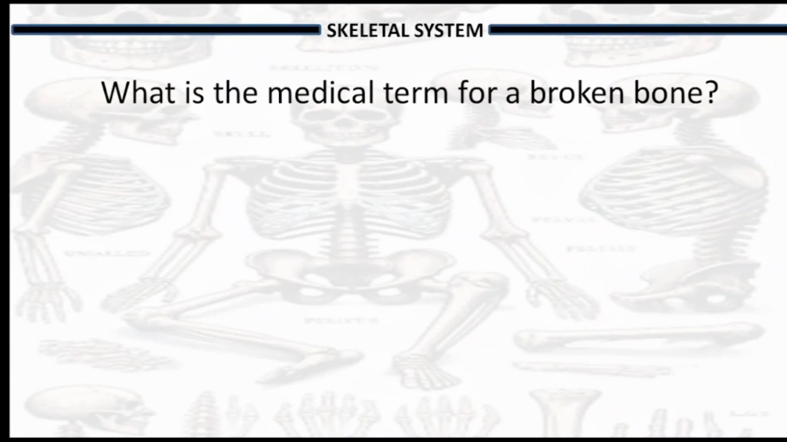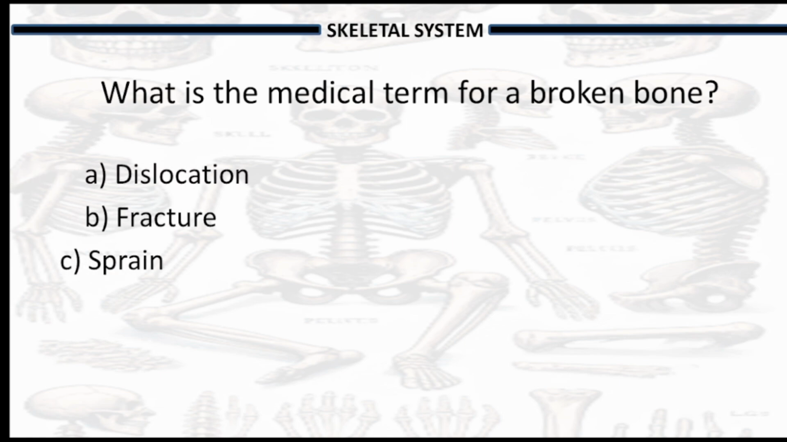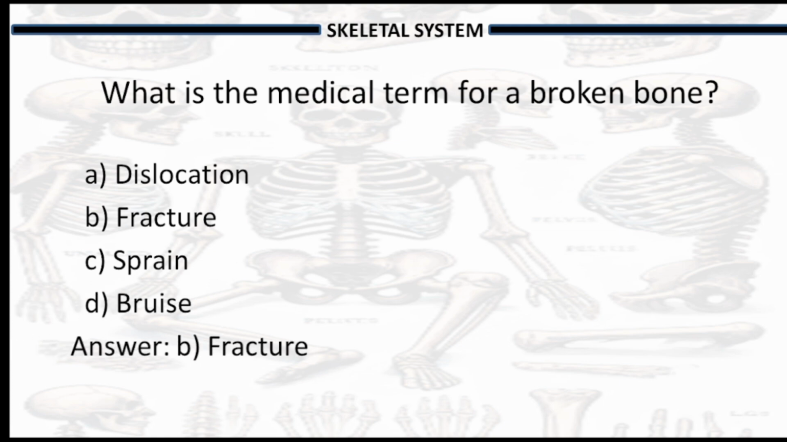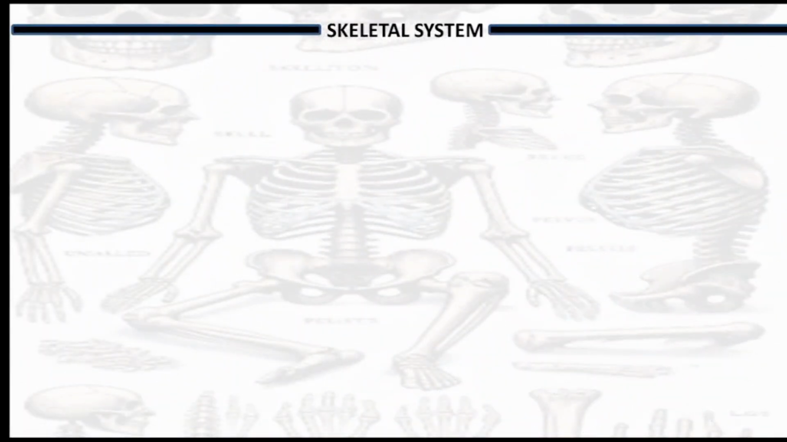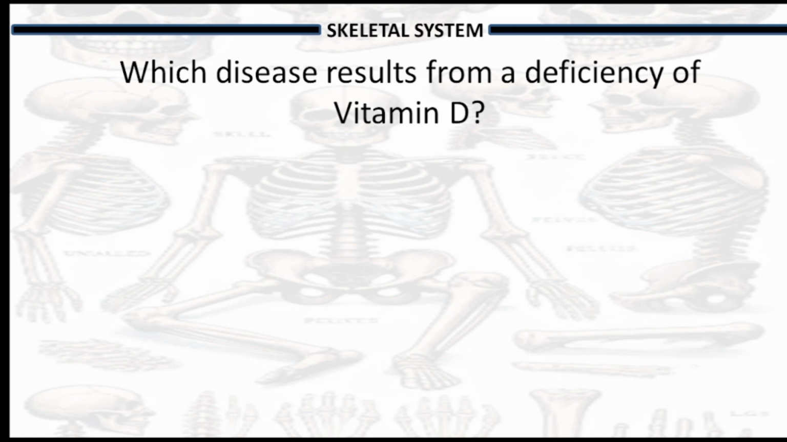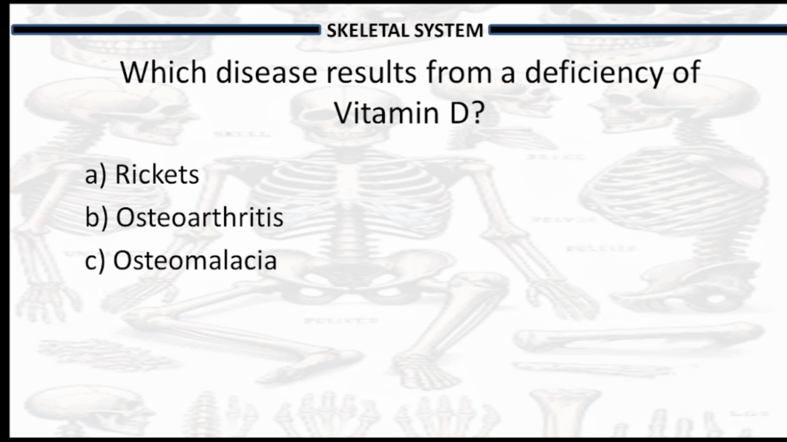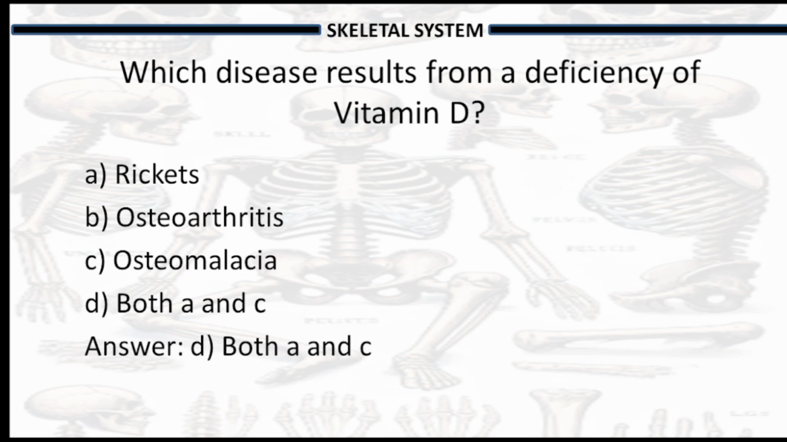What is the medical term for a broken bone? The medical term for a broken bone is fracture. Which disease results from a deficiency of vitamin D? Answer is both A and C, rickets and osteomalacia.